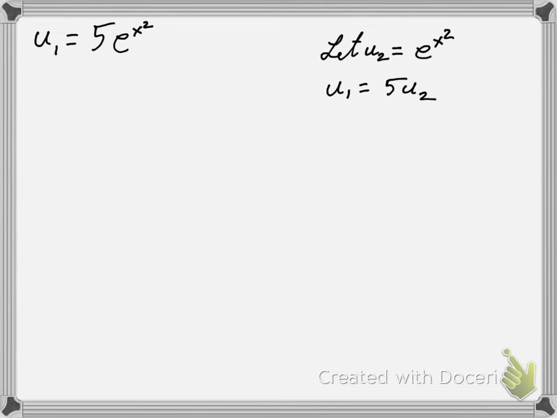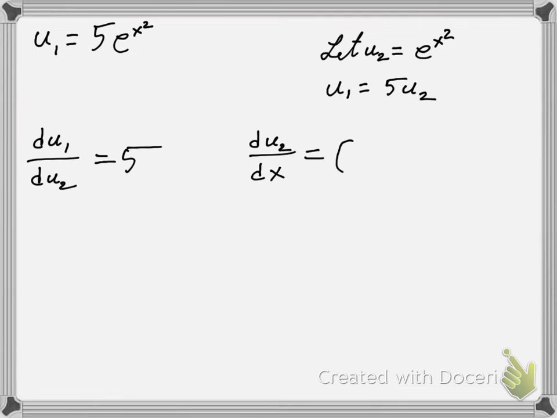Here's the reason why. If you take the derivative of u1 in this case with respect to u2, you just get 5. But then you have to take the derivative of u2 with respect to x. That's the derivative of e to the x squared. So the complex part of taking the derivative still needs to be done. Rather than making my u2 a full e to the x squared, I'm going to try and see if I can get away with making it less than that.